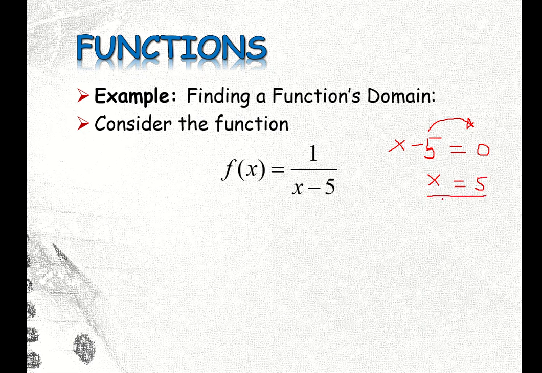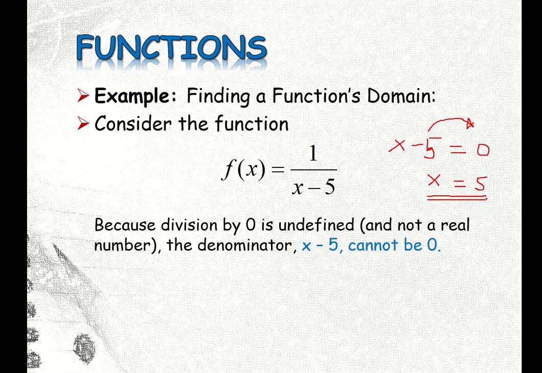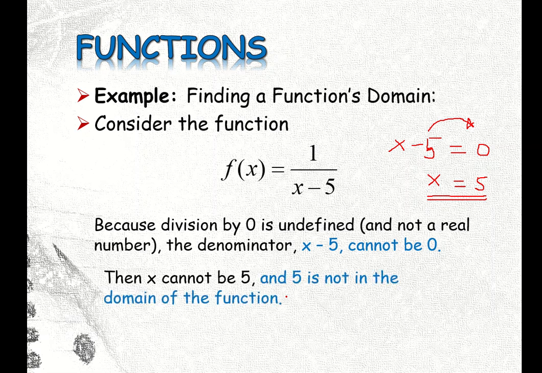So this is the number that can cause division by 0. So that is excluded. We have to exclude that in the domain. Okay? So because division by 0 is undefined and not a real number, the denominator x minus 5 cannot be 0. So therefore, the domain is all real numbers, or we call it R, except 5.